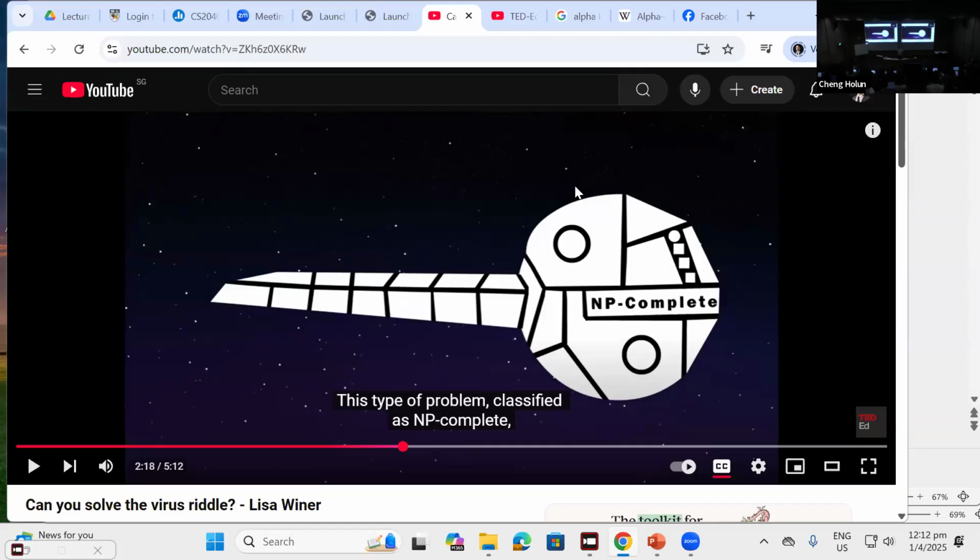I have one problem. I don't know whether it's NP or P. But there's another problem people thought is NP complete. So I actually can translate it to another problem. That means if I solve this, I can solve that. If I solve that, that means the two problems are the same. So this group of problems is called NP complete.